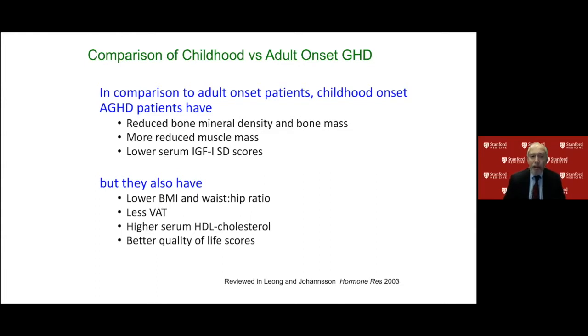On the other hand, they tend not to be as heavy. They have lower BMIs and reduced waist to hip ratios compared to adult onset patients. They tend to have less visceral abdominal fat. That's probably because they haven't had time to accumulate it. Their HDL cholesterols tend not to be low. And in general, they have better quality of life scores than those people who acquired their growth hormone deficiency as adults.